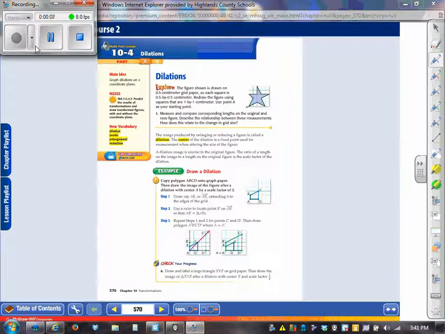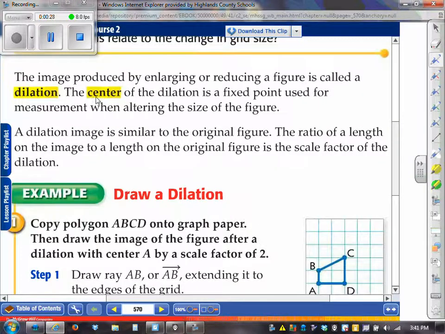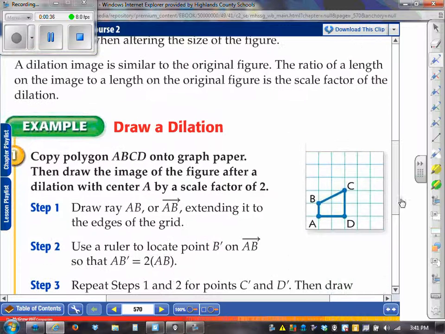We talked about how dilations are how we make shapes larger or smaller, or how we enlarge or reduce figures. Dilations always have a center, and this is the fixed point used for measurement when altering the size of the figure. For example, here in this quadrilateral, it says the center is going to be at A.